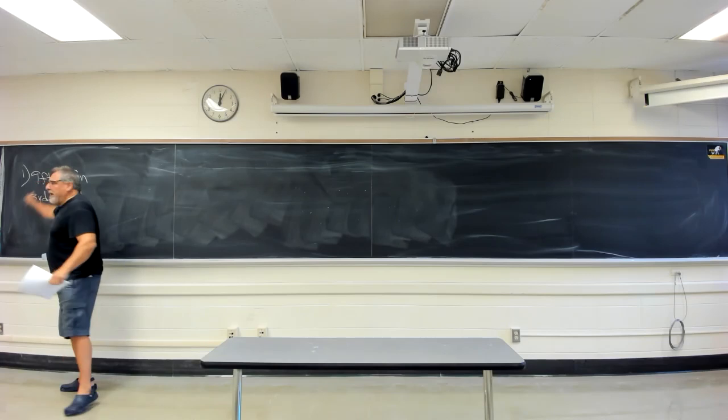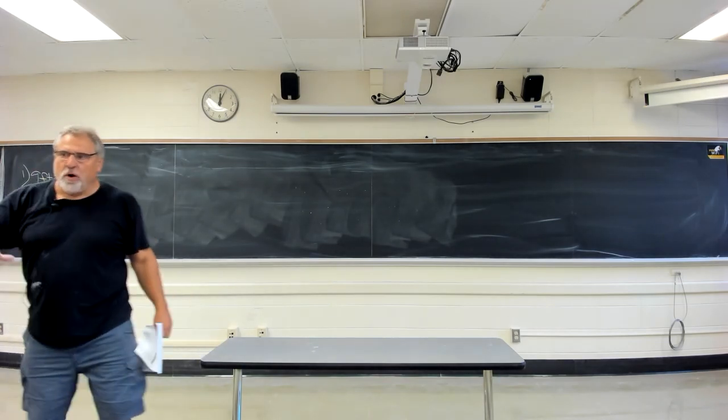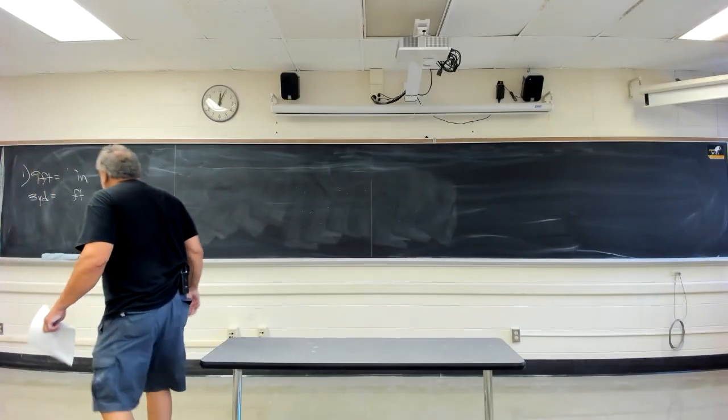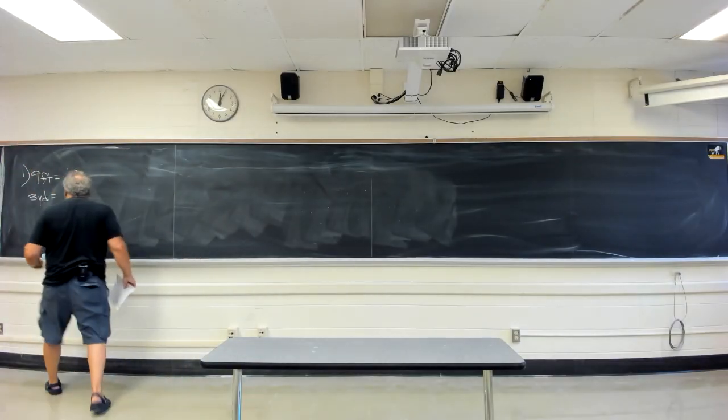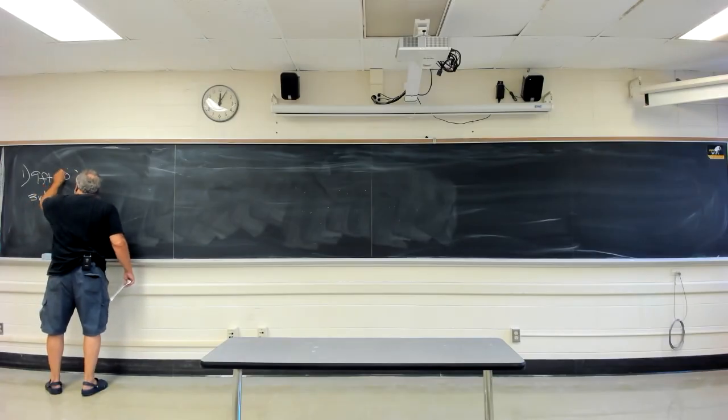Well, each foot has 12 inches to it. 12 inches for every 1 foot. Go 12 inches over 1 foot. The feet cancel. So there's 12 inches in each one of these. 9 times 12 is 108.